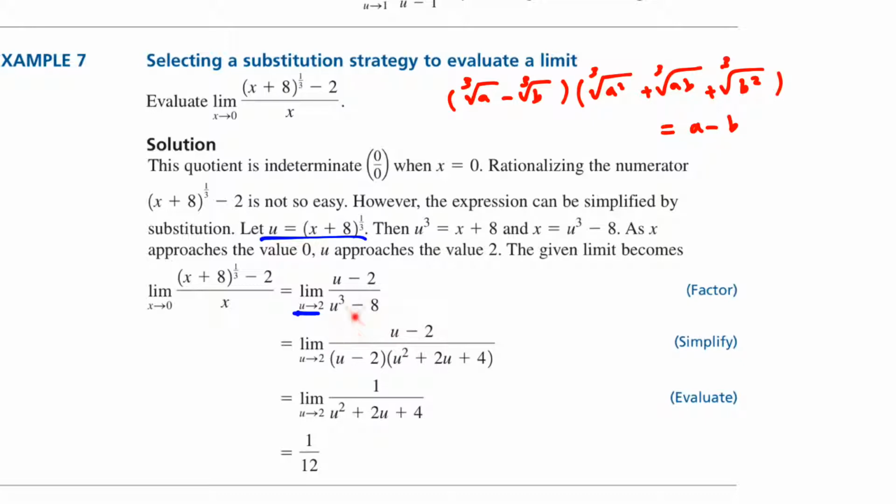u cubed minus 8 is a difference of cubes. We factor it: u minus 2 times (u squared plus 2u plus 4). We simplify and then evaluate the limit, which is 1 over 12.